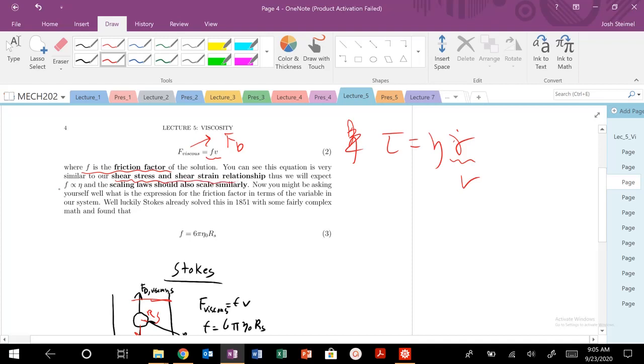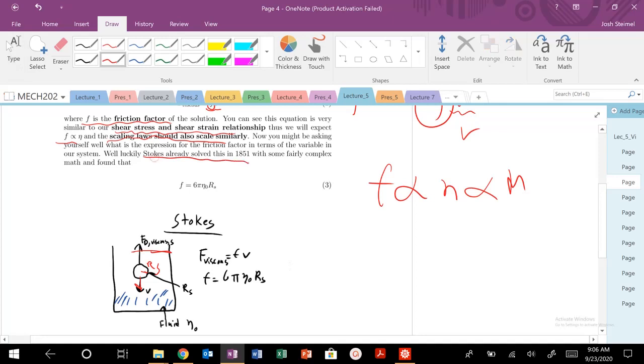So we should expect that our viscosity and our friction factor f should behave similarly. That's what this equation is, just like in this equation, that's equivalently our eta. So we want to figure out an equation for how our friction factor scales with N, and then we know that's proportional to molecular weight as well. Luckily for us, Stokes and Einstein in 1851 already solved for this friction factor, with some pretty complex math, but we don't need to go into that. So our friction factor is just going to be 6 pi eta naught, the viscosity of our fluid, times the radius of our sphere.